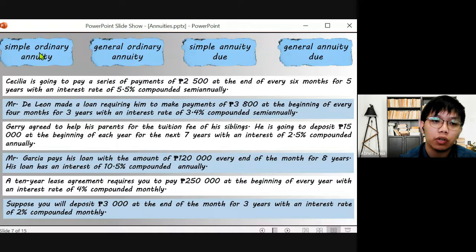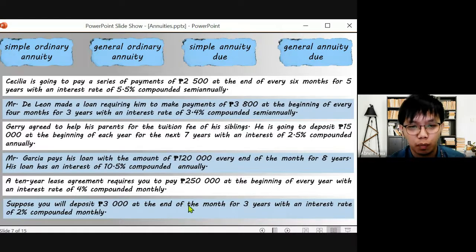We're going to identify whether the given problem falls under ordinary annuity and at the same time is simple, or ordinary annuity and at the same time is general. I'll give you 5 minutes to study these given problems, and I'll call someone randomly to give an answer on one item. Let's get back by 10:31, and let's take this as our 5-minute break as you go through these examples.